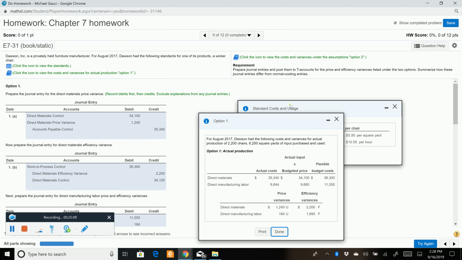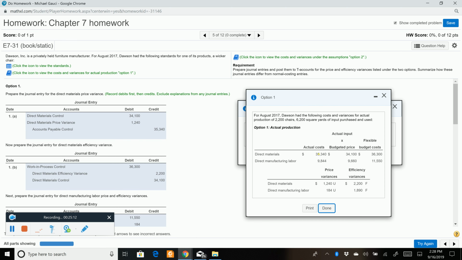Here we go, option 1. All right, perfect, option 1. You can see we've got our 3-column approach here. So really our level 3 analysis, if you will. In column 1, we have our actuals. So our actual cost for materials and labor. Over in column 3, we have our budget for this level of activity. So for this actual level of activity, we were budgeting or allowing $36,300 for materials and $11,550 for labor.